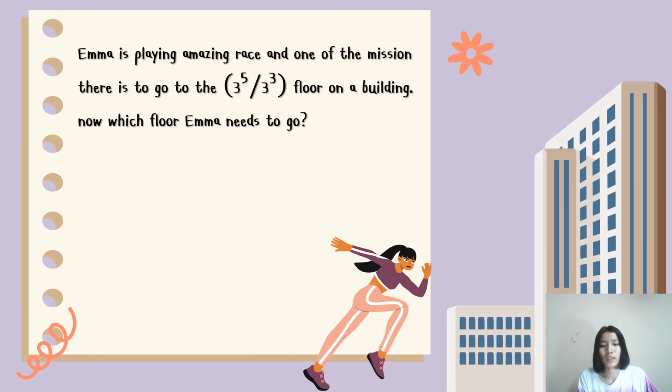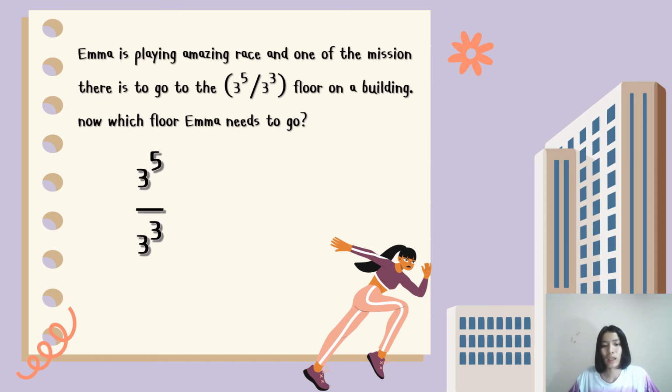Now for another example. Emma is playing Amazing Race and one of the missions there is to go to the 3 raised to the power of 5 over 3 raised to the power of 3 floor of a building. Now which floor does Emma need to go to?